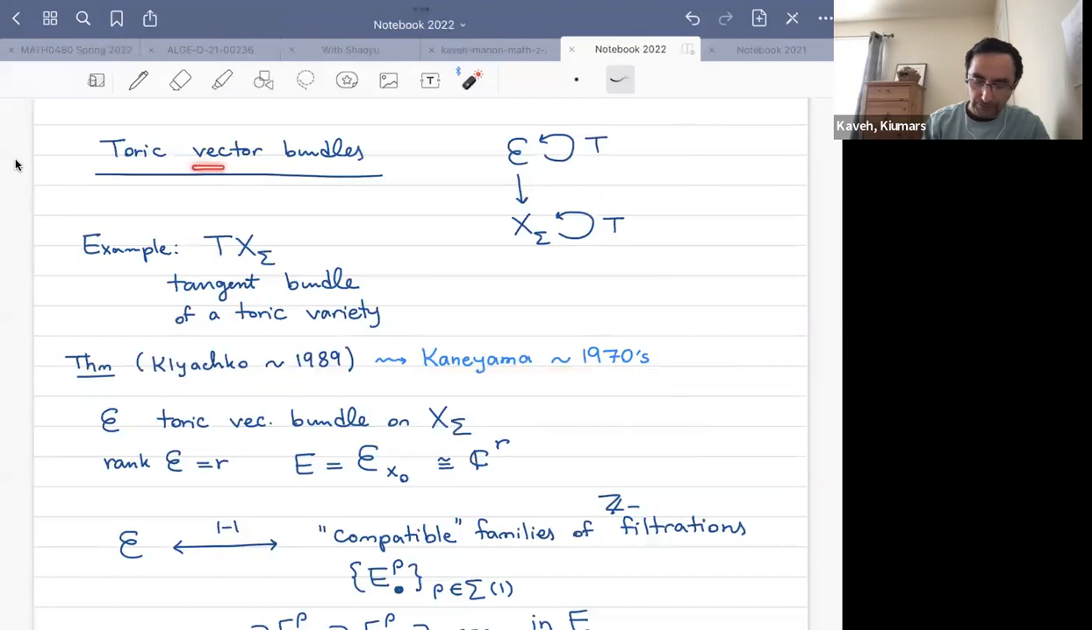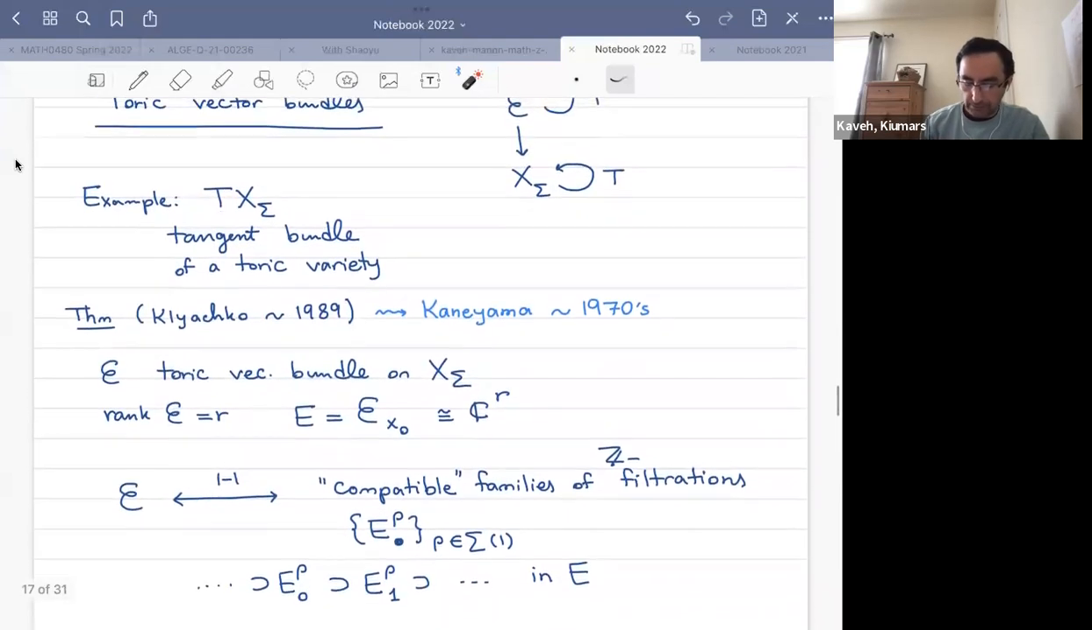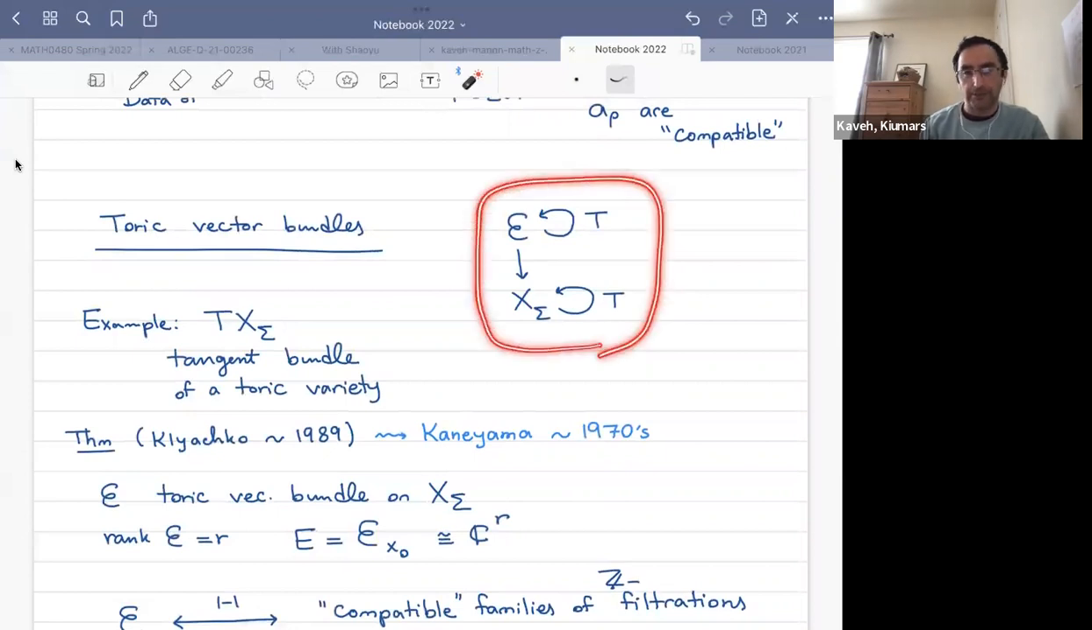Okay, example of a vector bundle. Just quickly recall, you have a variety, or in this case, a toric variety. You have a vector bundle over it. We say it is a toric vector bundle if the action of the torus lifts to a linear action upstairs. So the action between fibers is linear. And this theory, the classification and understanding of these vector bundles, is much harder than the line bundle case. Already the line bundle case involves a lot of interesting convex geometry and polyhedral theory. Vector bundles are much harder.